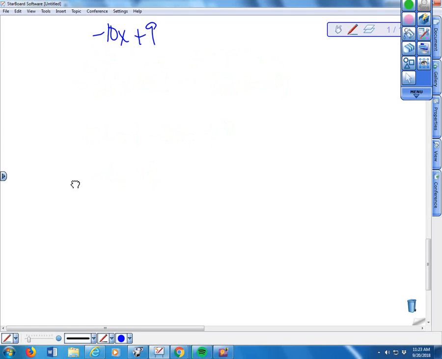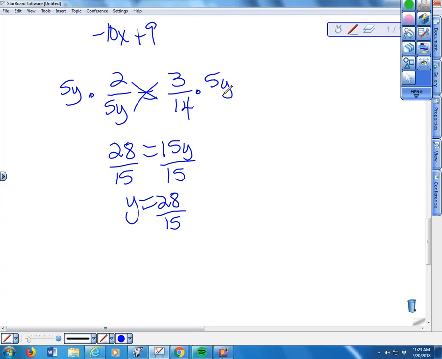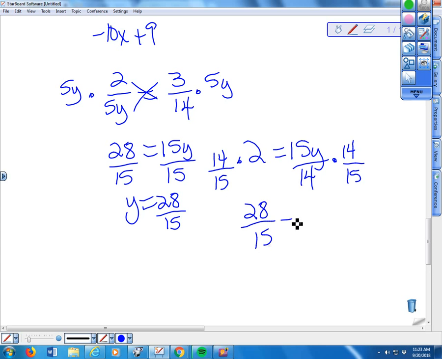Next one, 2 over 5y equals 3 over 14. Easiest way is just to cross multiply. 28 is 15y, and then divide by 15. Y is equal to 28 over 15. If you didn't know to do that, you could multiply both sides by 5y to get 2 equals 15y over 14, then multiply by the reciprocal, to get 28 over 15. Same answer, two different ways to do it.